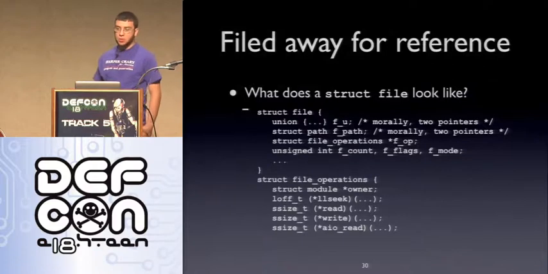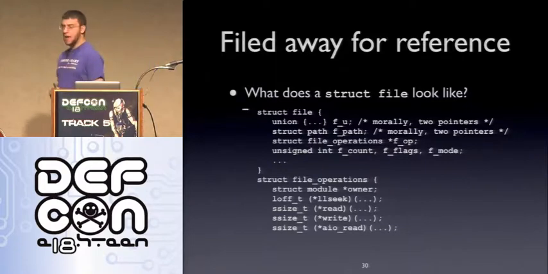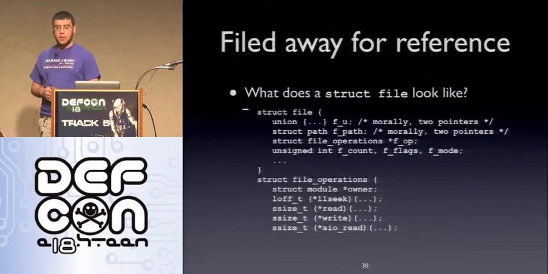And really, it's 2 pointers for all we care. There's this path structure that's saying this is the path on disk that we opened it, and morally that's also kind of 2 pointers. There's this other pointer here called fop. Anybody know about this?